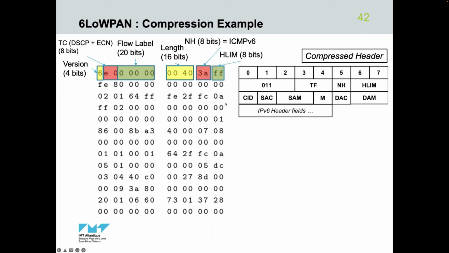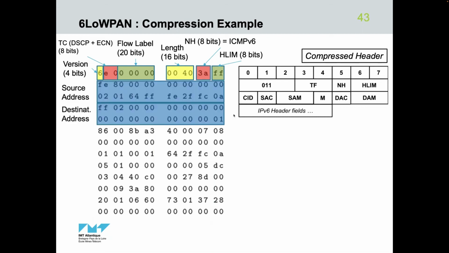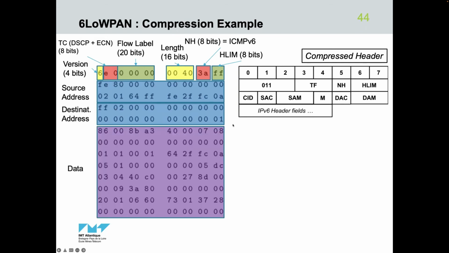Now, the next field here is the hop limit, which consists of 8 bits. Then we have two fields that are the source and destination addresses of the IPv6 datagram, where each consists of 128 bits. So here is the source, and here below is the destination address. And finally, the remaining part represents the actual payload. Now, let's see the compressed header. So as you can see, first is the dispatch. We have the 011, which represents that we have a compressed IPv6 datagram.